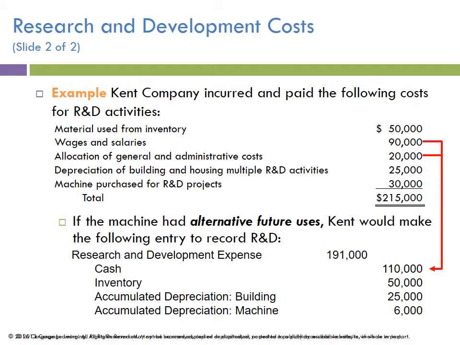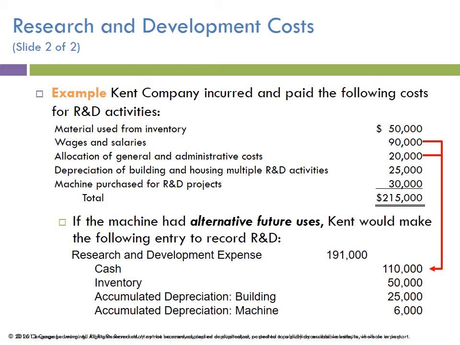So the two accounts, 90,000 and 20,000, you would debit research and development, credit cash for those two. Allocation of the depreciation of the building would be credited to accumulated depreciation, building. The machine purchase for R&D projects, assuming this machine is going to be used over 5 years, and that's the assumption we're making here, you would debit the machine account, credit cash, of course, and then debit research and development for the depreciation, credit accumulated depreciation, machinery for the 6,000.